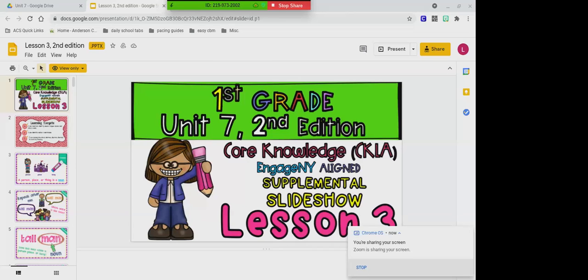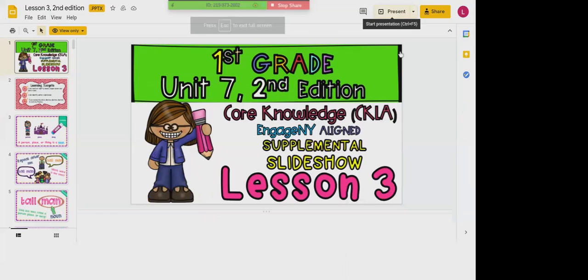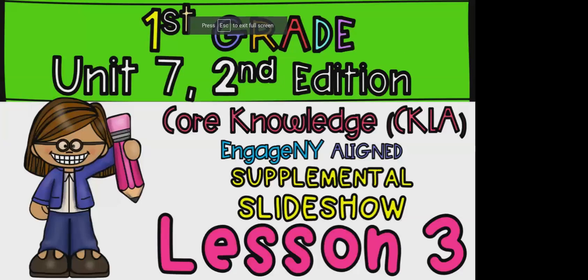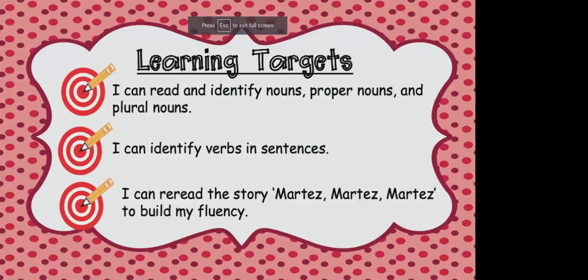Alrighty. So we are doing lesson 3. So let me get it in present mode and we'll be ready to go. All right. Learning targets. I can read and identify nouns, proper nouns, and plural nouns. I can identify verbs and sentences, and I can reread the story Martez, Martez, Martez to build my fluency.